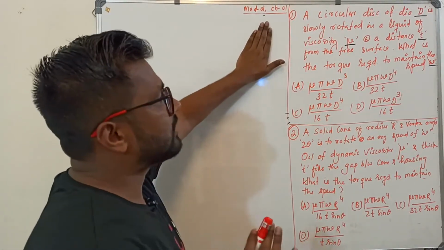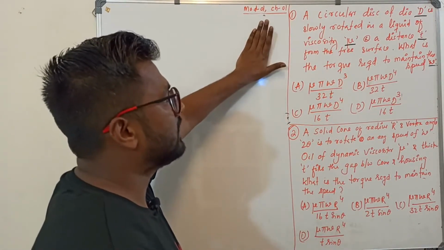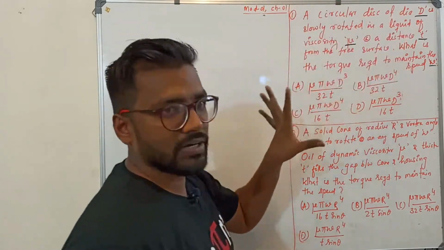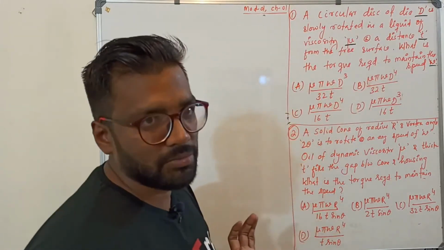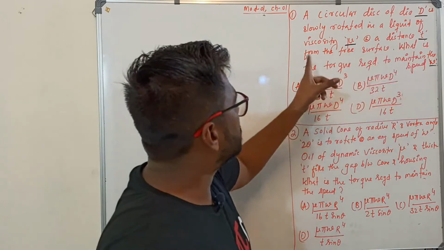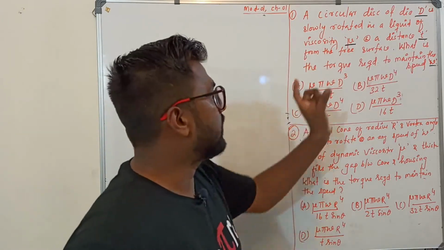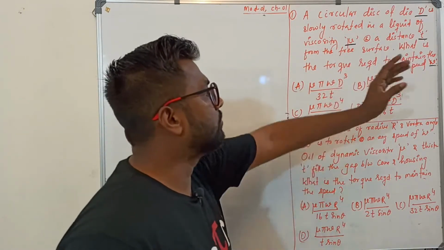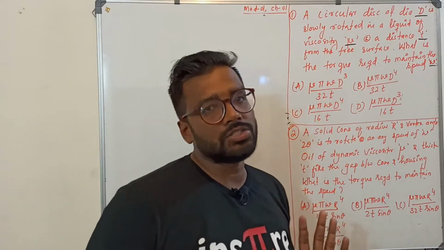So now coming to our first problem. There is a circular disc of diameter d. It's slowly rotating in a liquid, the viscosity of the liquid is given as mu, and it is at a distance t from the free surface. What is the torque required to maintain the speed omega? That is the question they have asked.